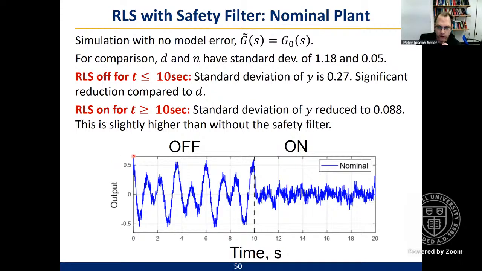What does it look like when we turn this on and off now? When there's no model error, here's the output versus time. This is, again, with the classical controller. That's exactly the same as before. So we reduce the effect of the disturbance from a variance of 1.18 to 0.27. When we turn it on, there's a little bit of the noise left. This isn't quite as good as what we got before because we're using the safety filter to slightly limit the effect of the recursive least squares, but it's still quite small and close to the noise floor.